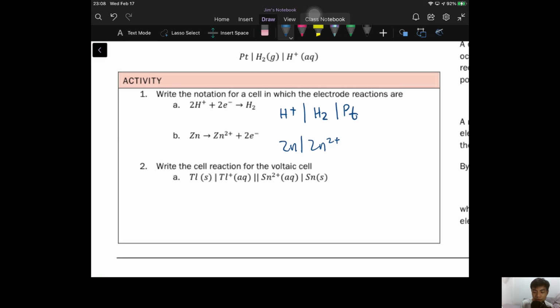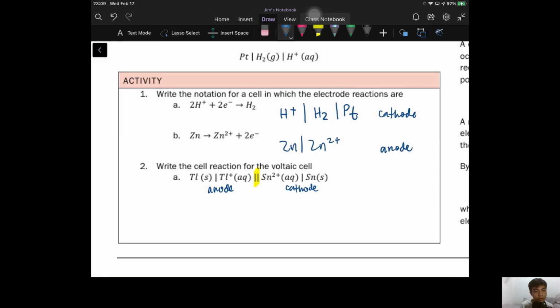Ayan yung notation. So this is for the cathode. This is for the anode. Okay. Let's try number 2. Write the cell reaction for the voltaic cell. Tellurium, single line, tellurium plus, double line, tin 2 plus, single line, tin. Okay. So again, take note, itong double line sa gitna, that is the salt bridge, no? So, meaning yan yung nasa left, ito yung anode. On the right side, you have your cathode. Okay?